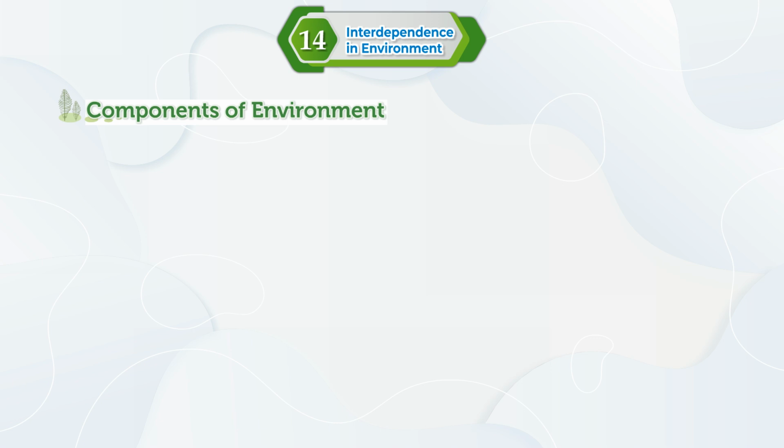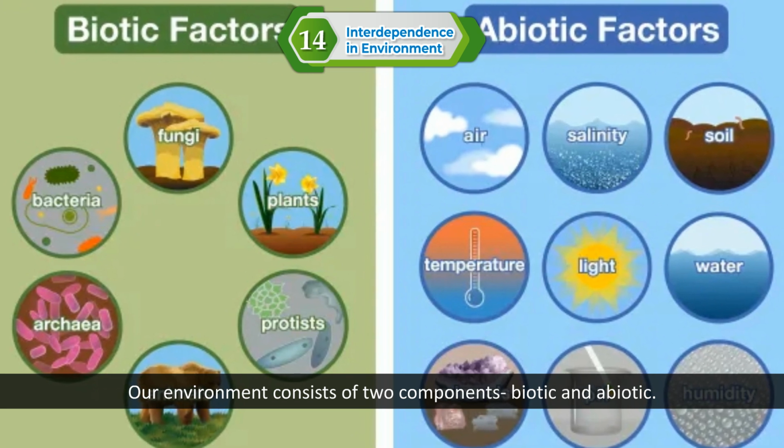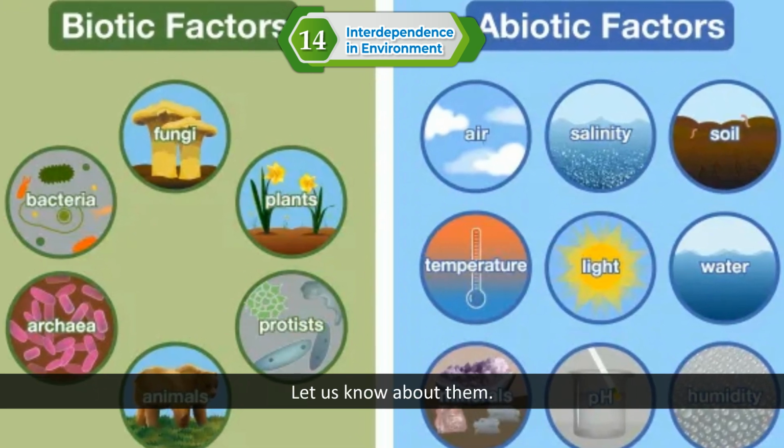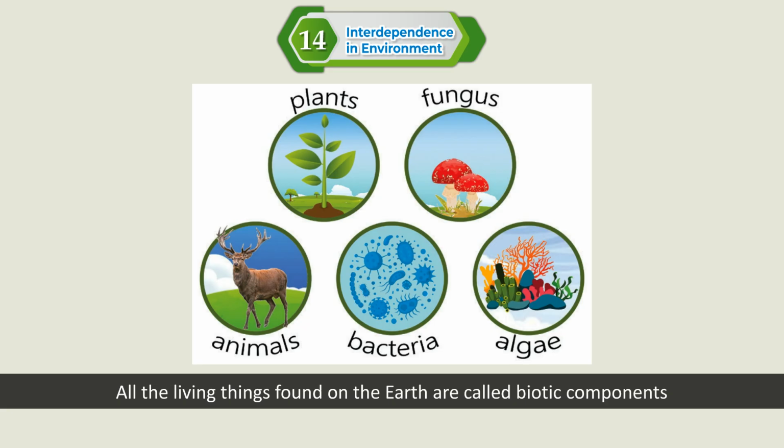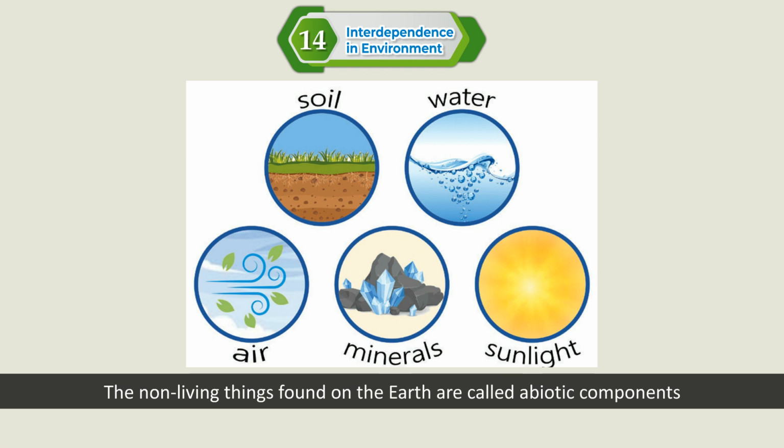Components of environment. Our environment consists of two components, biotic and abiotic. Let us know about them. Biotic components. All the living things found on the earth are called biotic components of the environment. Human beings, plants, animals and even the microorganisms that can be seen through microscope only form the biotic components. Abiotic components. The non-living things found on the earth are called abiotic components of the environment. Soil, water, air, minerals, etc.